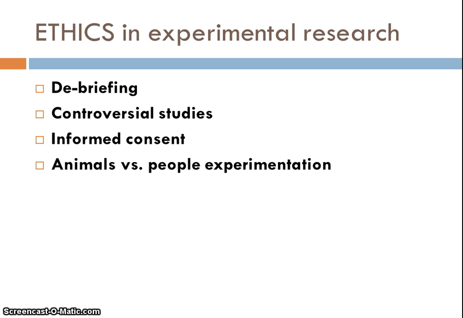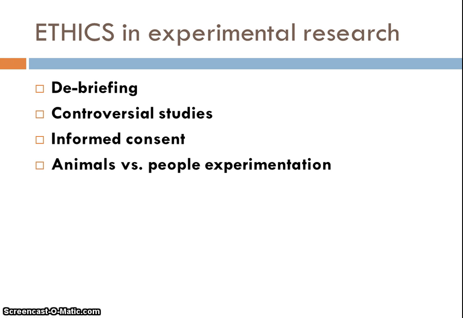Before we get into the bits and pieces of how psychologists conduct experimental research, we need to talk about the ethics in experimental research. There are a lot of psychology studies that are extremely controversial, and around the 1960s, the APA, which is the American Psychological Association, came about, and it started to set rules for researchers who were doing experiments. One of the first things that a researcher has to do in psychological experiments is to debrief the patient.